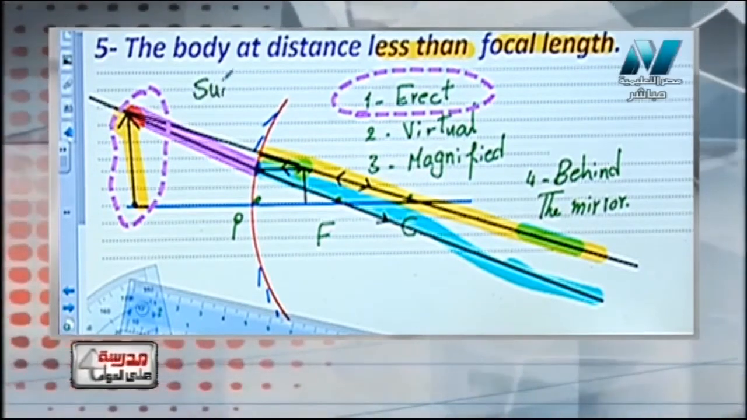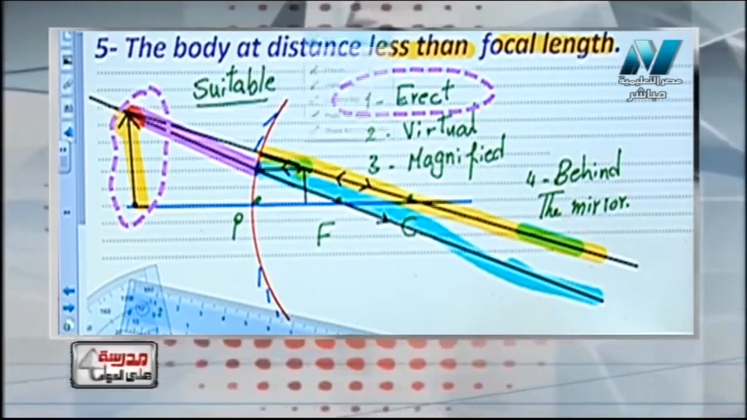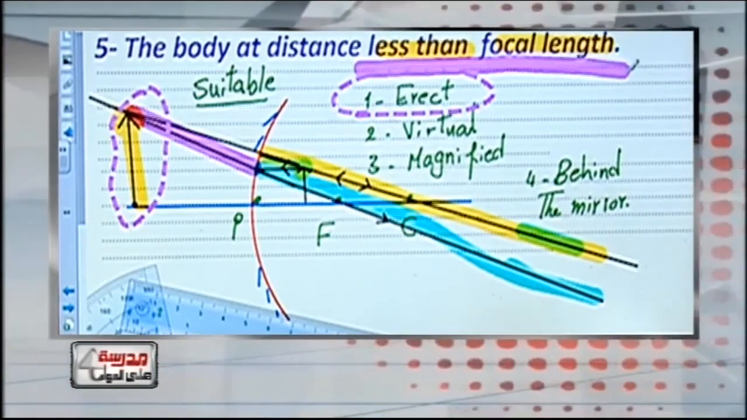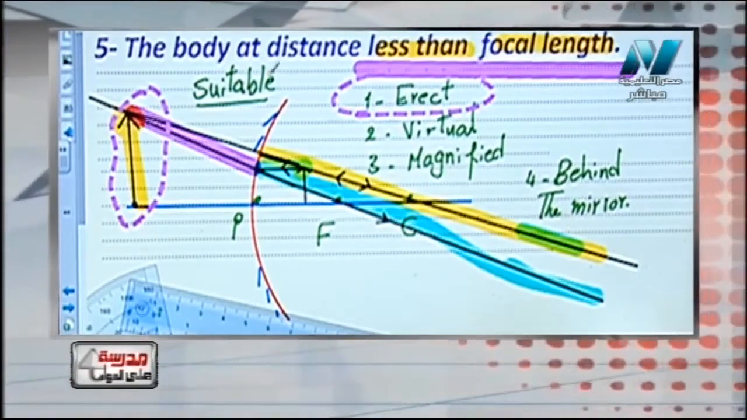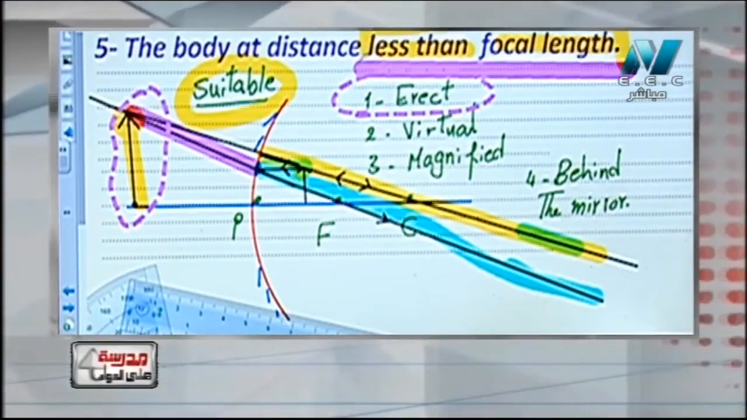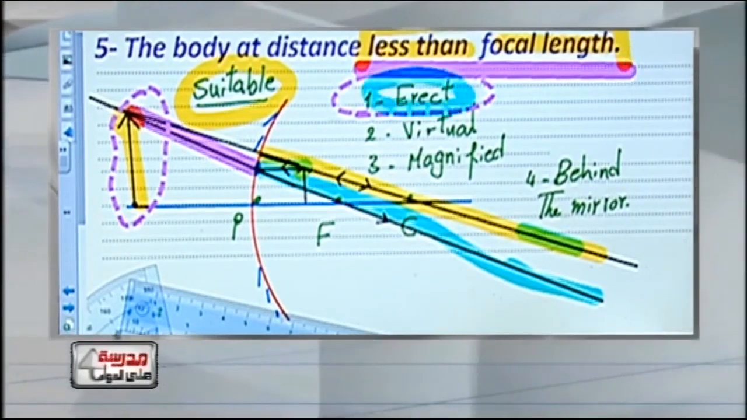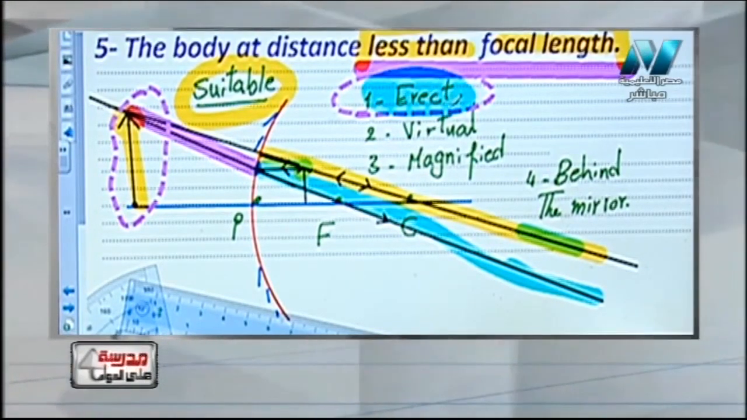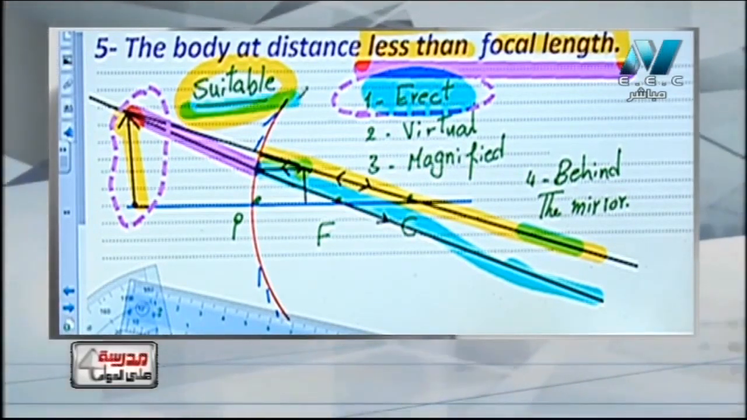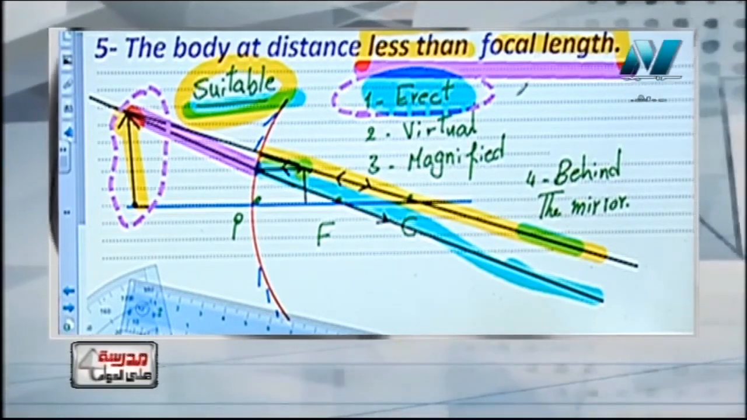The word suitable means appropriate. The object should stand at a distance less than the focal length. To obtain a suitable image, the object should be at a distance less than the focal length. Why? Because in this case the image is erect. You see how short the question and the answer are? Why do we obtain a suitable image if the object is at a distance less than the focal length? Only because the image is erect.